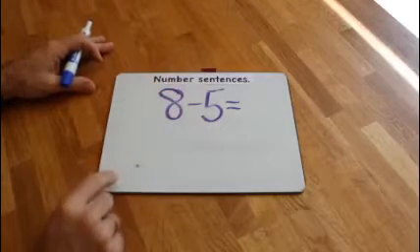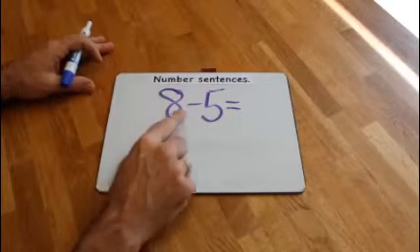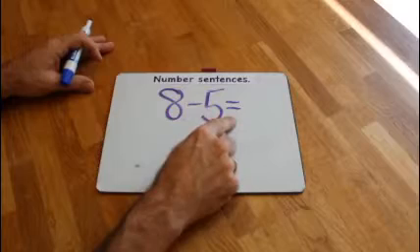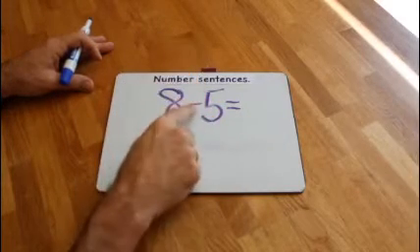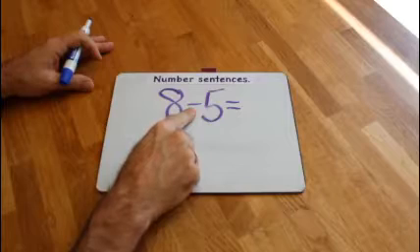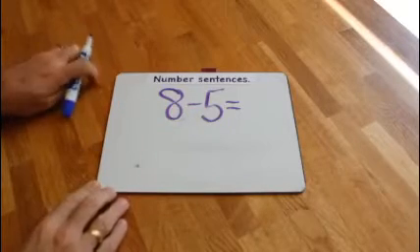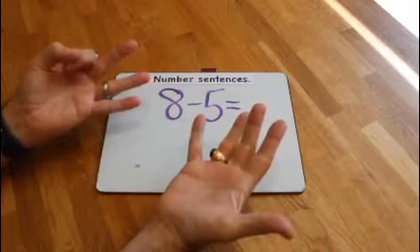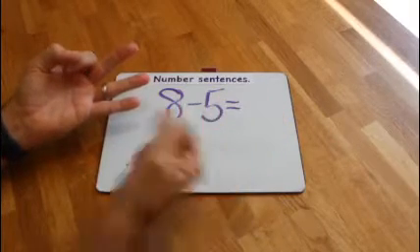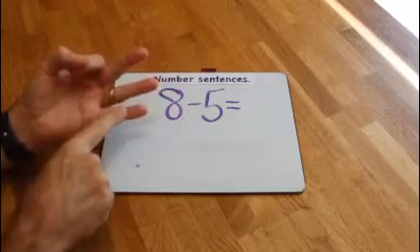Number sentences. Read it with me. 8 minus 5 equals. Quick mental math. Good. Remember, minus means to take away. So we can do it with our fingers. I got 5, 6, 7, 8. Gonna take away 5. Hey, there's 5 right there. Just take those away. 1, 2.